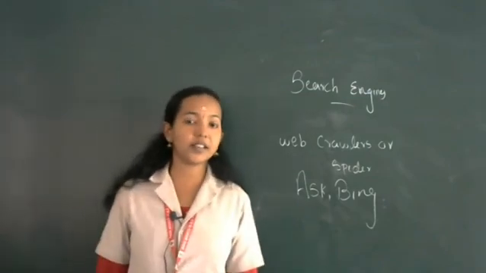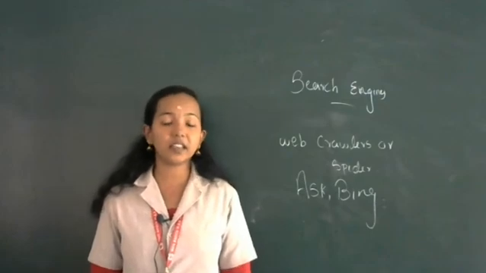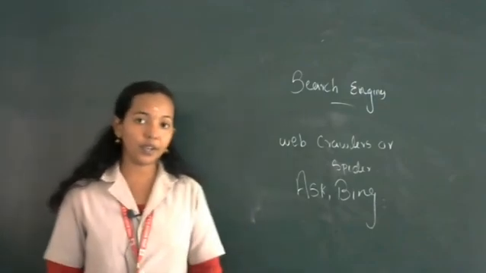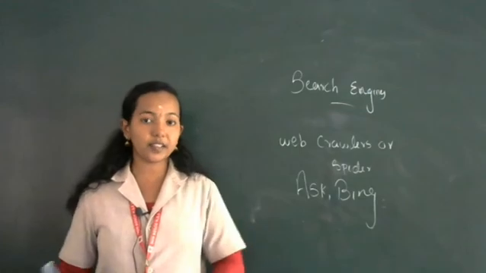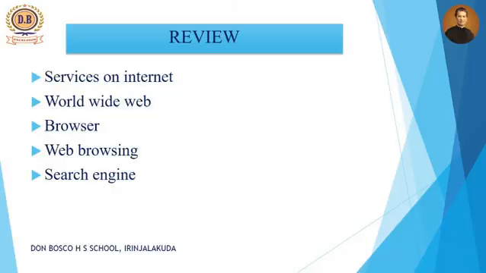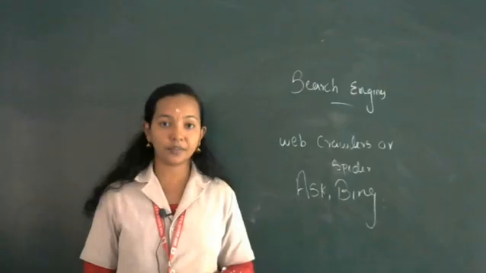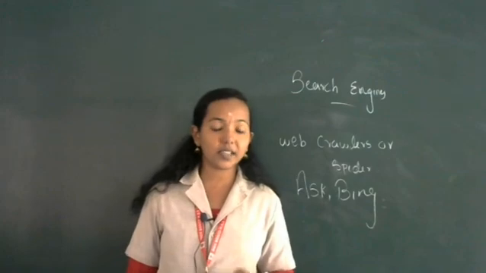So I hope you understood the different terminologies in search engines. Again, we will revise the topics that we studied. We started with the different services of the internet: www, World Wide Web. Then after that, the browser. A web browser is a must for accessing information from the internet. Then after that, web browsing. What is meant by web browsing and what is meant by a search engine? I hope you understood the concept, the various services.